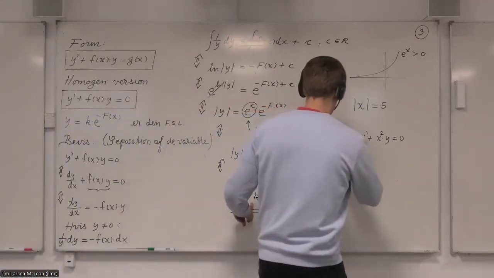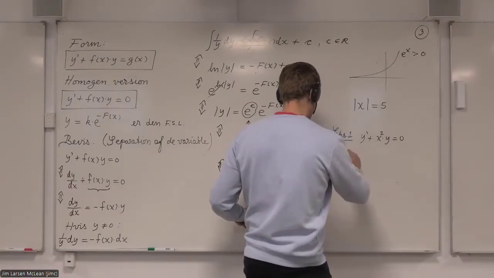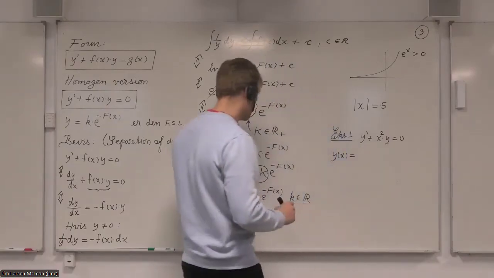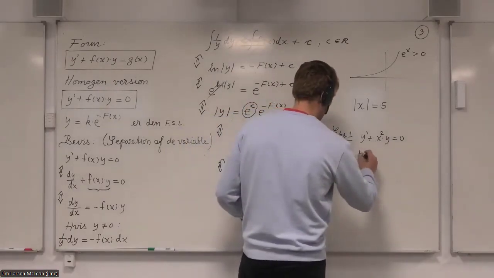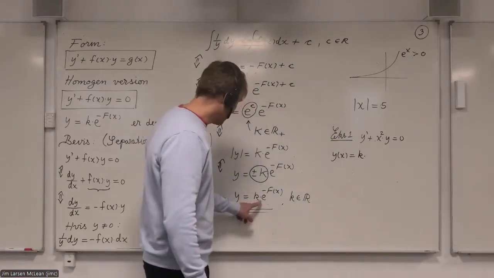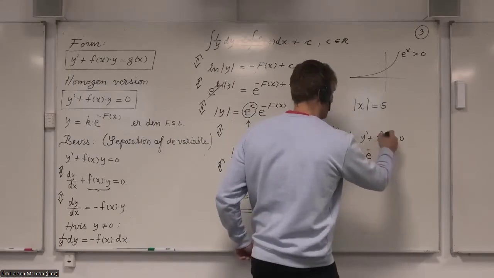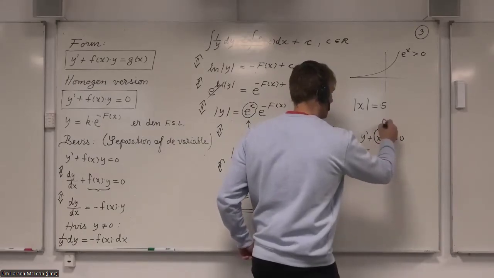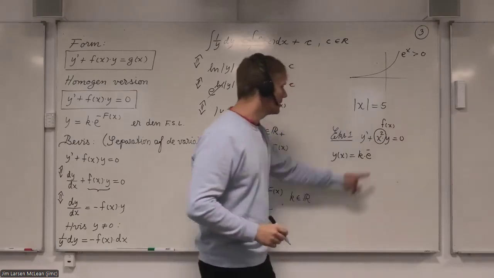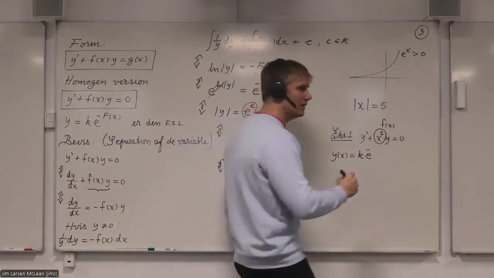The complete solution, y of x, is equal to some constant k that can vary freely. It can be any real number, times Euler's number raised to the power of minus the antiderivative of that function there, which is f. And the antiderivative of x squared is 1/3 x cubed.